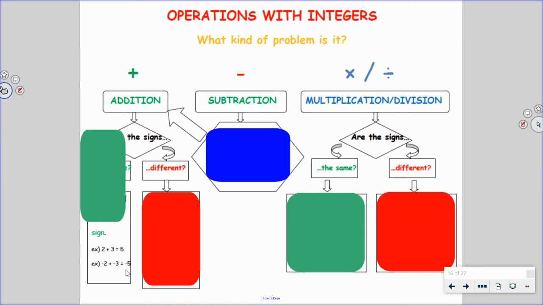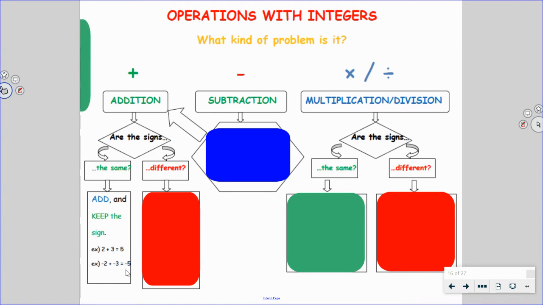For instance, if you're adding numbers with the same sign, like 2 plus 3 or -2 plus -3, well, guess what? If they're the same sign, there's no zero pairs. You're going the same direction. So add everything together and then keep the sign. Down 2, down 3, or down 5.